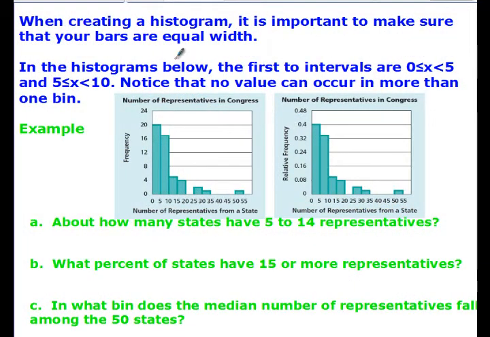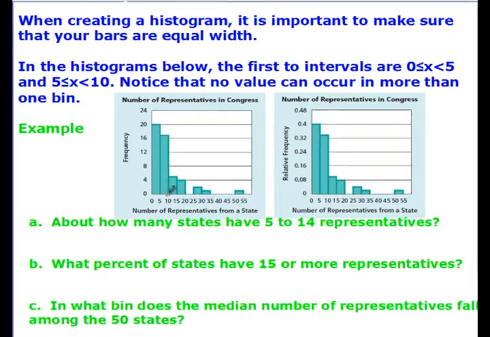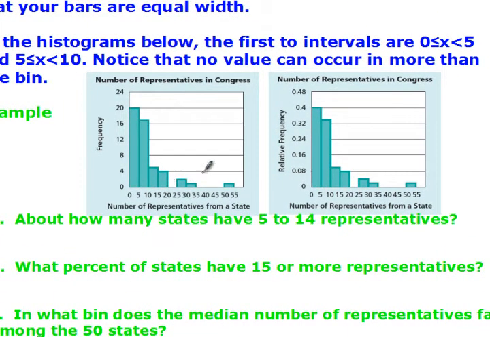So when we make our histograms, it's important to make sure that our bars are of equal width, or our bins are of equal width. So if we look at our bins down here, you notice that they're going by fives. This first bar is 0 ≤ x < 5. So the value of 5 is not contained inside this first bin here. It's actually in this second bin, which is 5 ≤ x < 10. So 5 is in here, not in here. 10 is in here, not here, and so on and so forth.